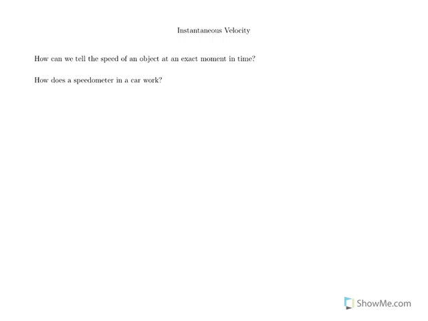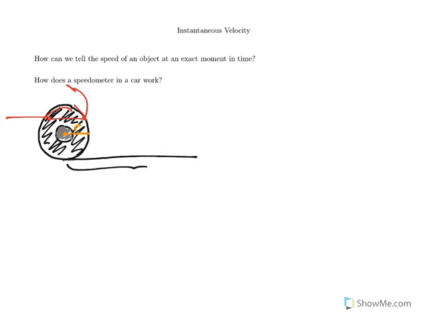So let's talk about this speedometer idea. The speedometer in a car is related to the tires in the car. So here is a tire on the car. All right. The car has a uniform size of the tires, a certain radius of those tires, and it knows that one full revolution of those tires is going to be the circumference of the tire. And that is going to be 2 pi r.